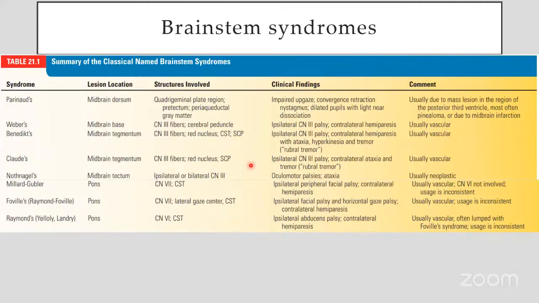And the characteristic of rubral tremor is that it is a low frequency tremor which persists during rest as well as during action.